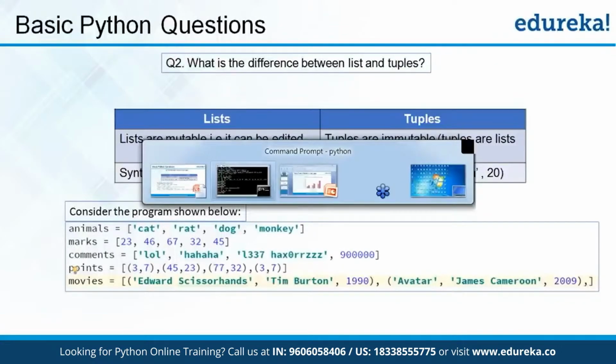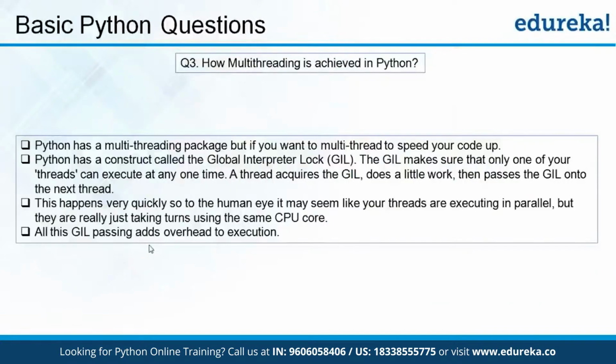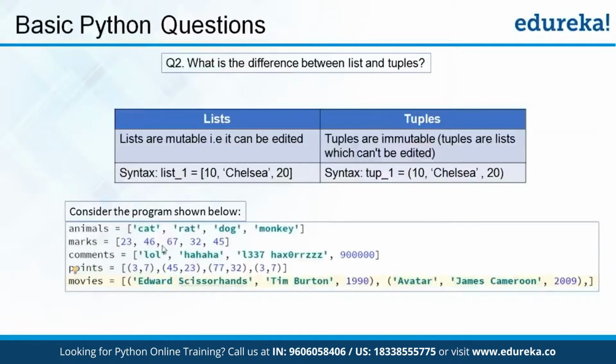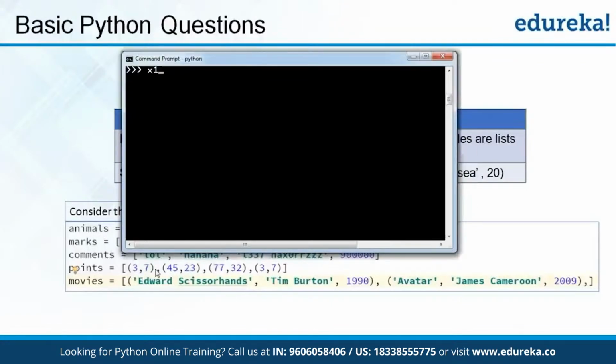Now, we already took a look at lists, but let's do it again. These are all lists over here: 1, 2, 3. Animals, marks, and comments are all lists. And the tuples are the ones within these lists. So let's go back here. Let's create L1 again, 1, 2, 3, 4, and T1 as a tuple, 1, 2, 3, 4. So here's the difference.